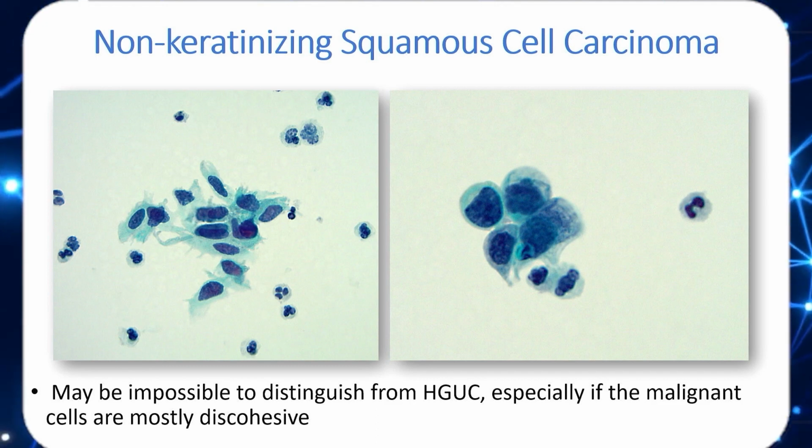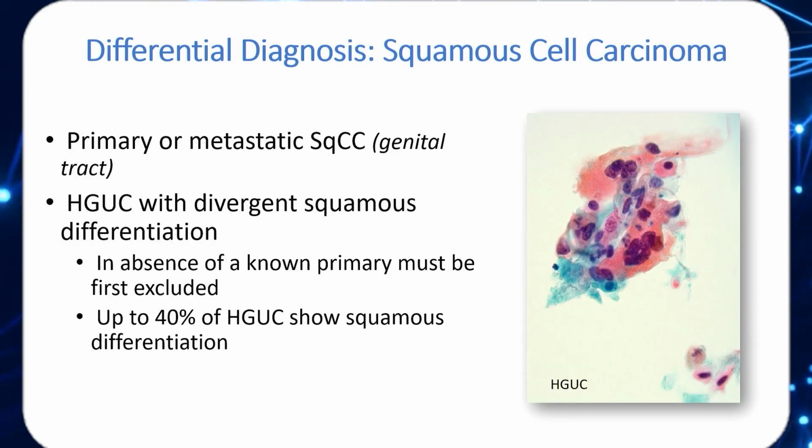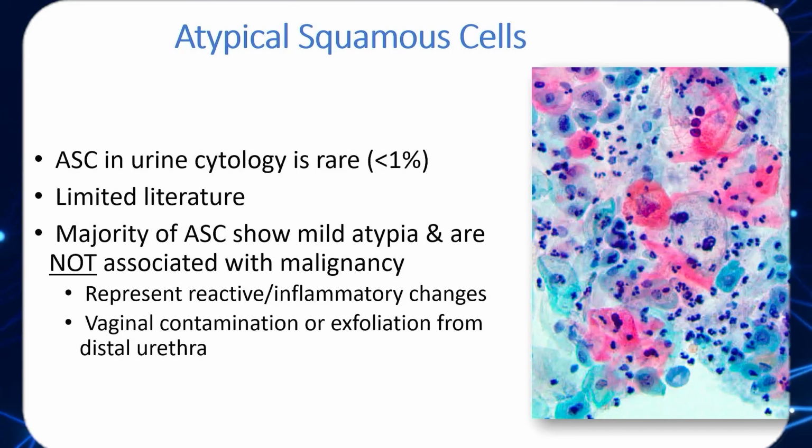So again, just a word of caution here, look for some spindling. This certainly can be noted in the non-keratinizing squamous cell carcinoma, but can also be noted in high-grade urothelial carcinoma. So this would be a difficult call, and you need to be aware of that. Again, primary versus METs. This is also important because, especially in female patients, genital tract primary malignancies can invade into the bladder and present themselves as pure squamous cell carcinomas being detected in a urine sample. So again, be cognizant of this.